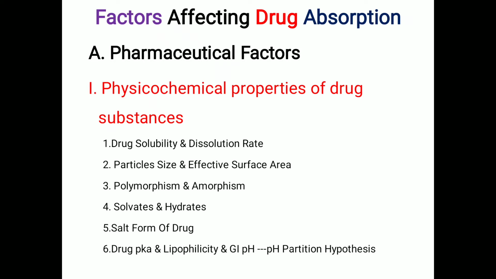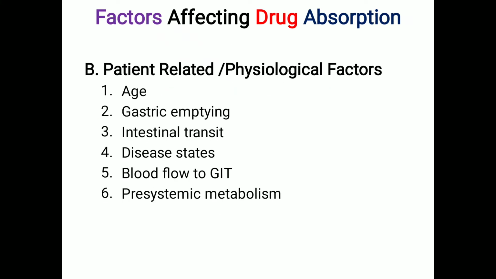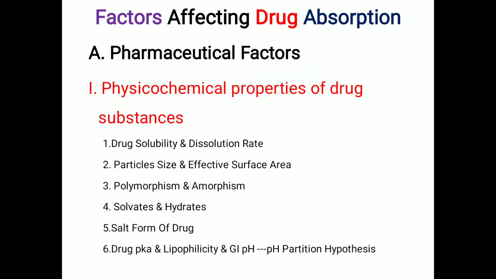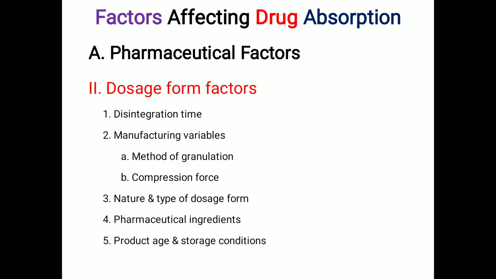The factors affecting drug absorption are mainly divided into two types, that is A, pharmaceutical factors, and patient related factors or physiological factors. The pharmaceutical factors are again divided into two categories, that is physicochemical properties of drug substances and dosage form factors.